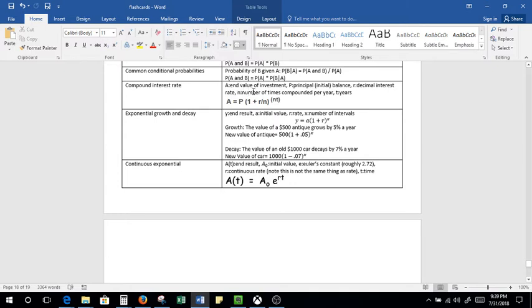So A is the end value of the investment, so your future investment. P is the principal or the initial balance. R is the decimal interest rate. N is the number of times compounded per year, and T is in years.